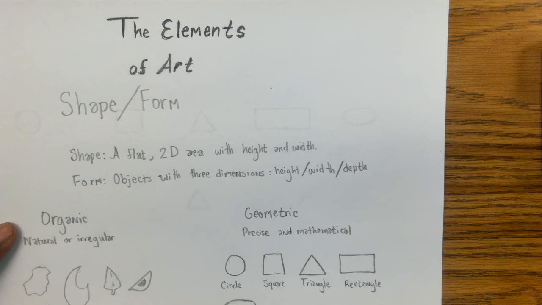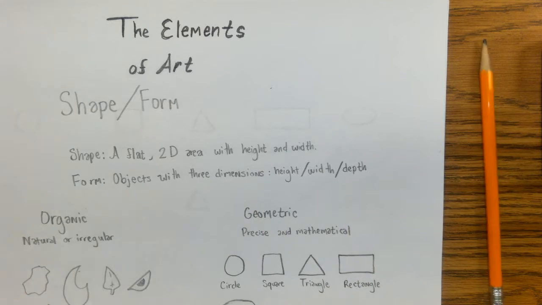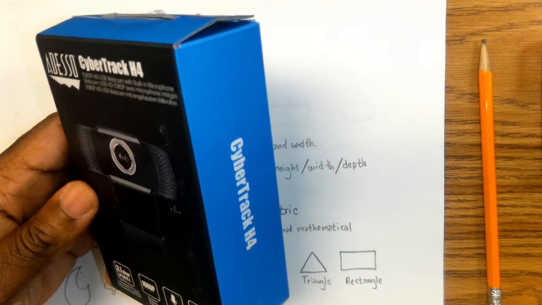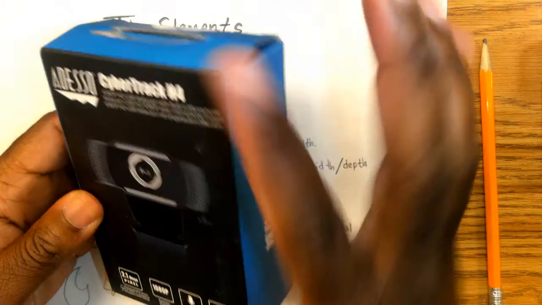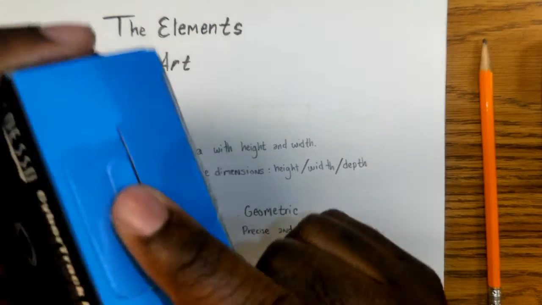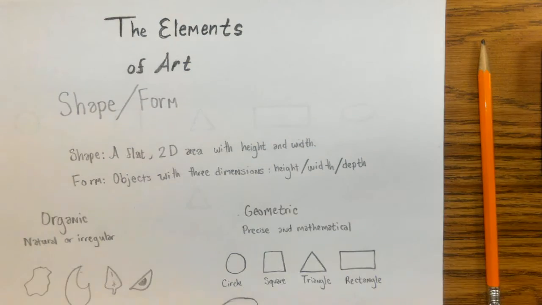Now form comprises objects with 3 dimensions. Height, width, same thing, but now they have depth. Now this way we take our box and turn it at an angle. Height, width, and we just pull out of the box to get depth.